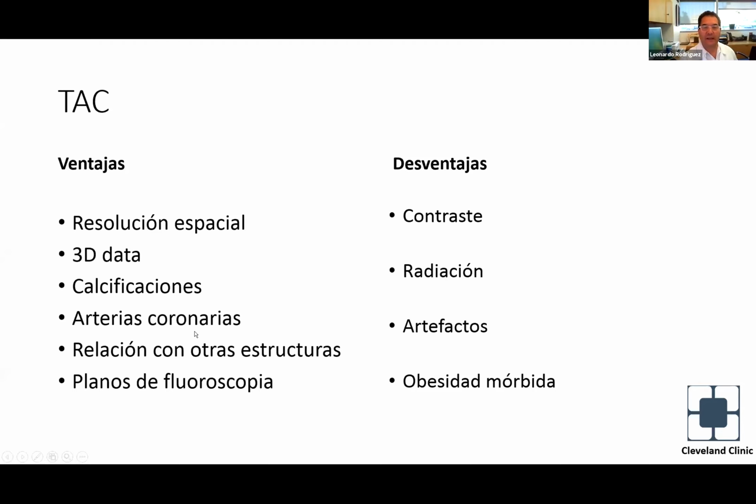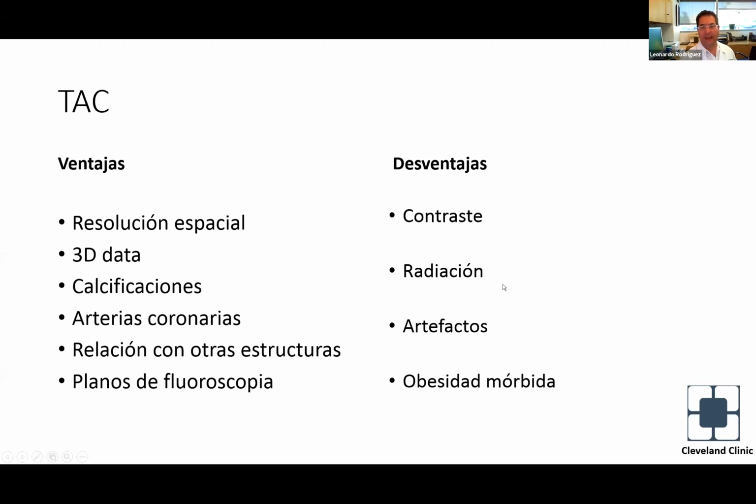Podemos visualizar el origen y trayecto de las arterias coronarias, la relación de la válvula aórtica o del corazón con otras estructuras subyacentes, y podemos también predecir cuál será el plano fluoroscópico que nos va a permitir ver la válvula perpendicular y ahorrar tiempo al hemodinamista en buscar los planos adecuados. Y esto puede hacerse, obviamente, antes del procedimiento.